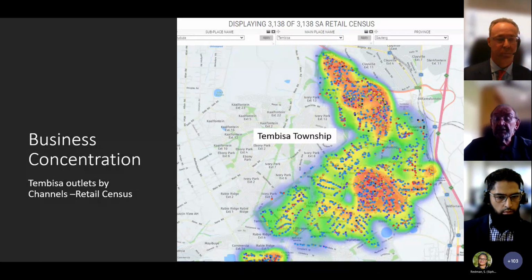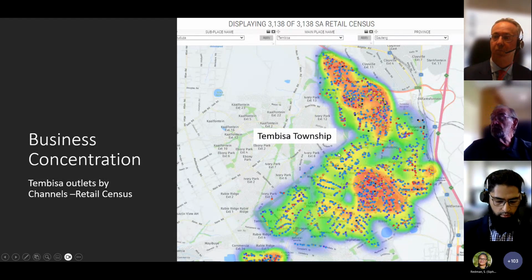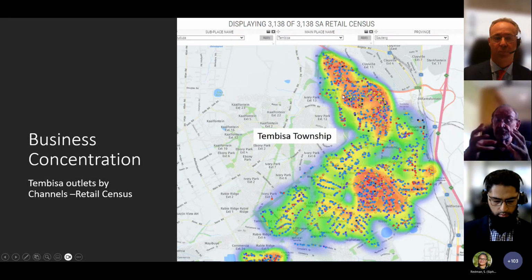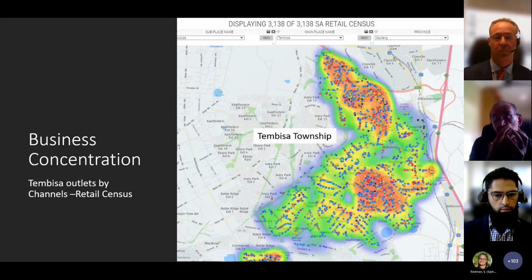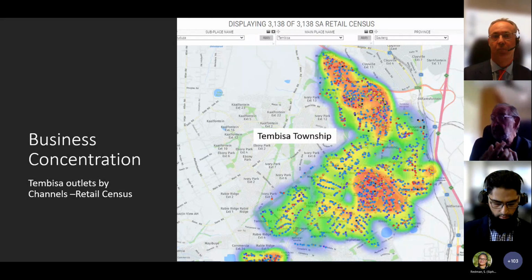As is typical in many townships, there's a high concentration of business. And what these heat maps of businesses show us, after we've mapped more than 150,000 outlets, is an understanding of how these concentrations of businesses are happening, and also, of course, in relation to population. So it's important for retailers to understand the demographics of the area, and then to look at the competition in terms of local and informal shopping in those townships.